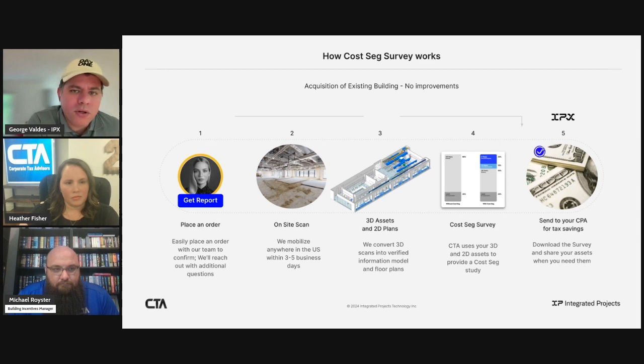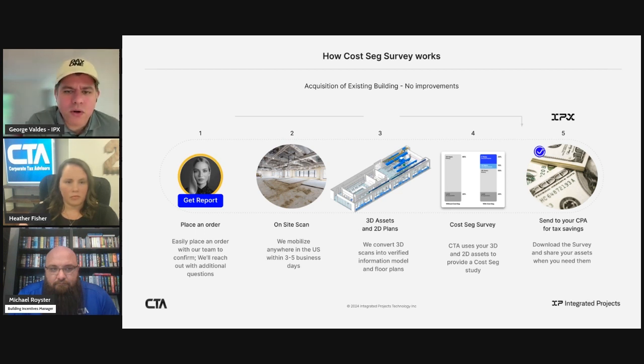We'll sit down with you and talk about what you're looking to accomplish, what kind of property you've recently acquired, and then we can mobilize on site after a quote approval. We can mobilize on site, 3D scan, take those into 3D and 2D assets, and then ultimately pass that information over to the cost seg team, who will then provide the full cost seg survey. And then from there, you can send that to your CPA, who will know how to apply that to your tax strategy. And so it's pretty simple, but it's very powerful.